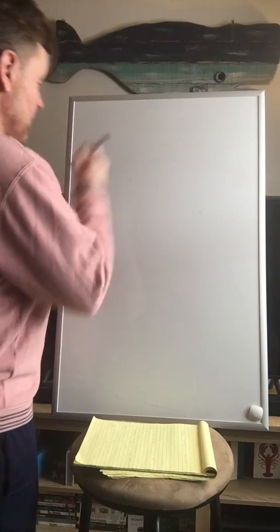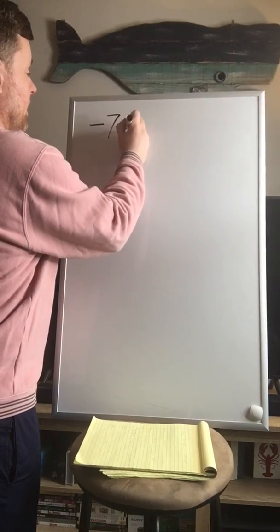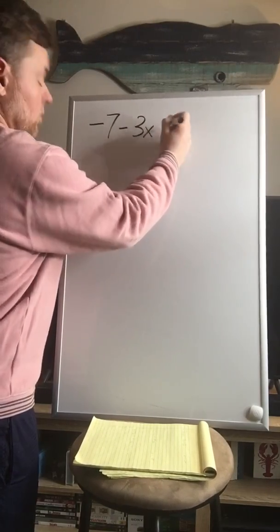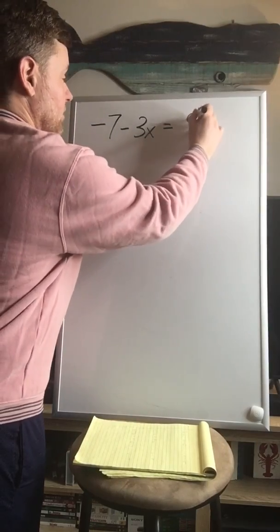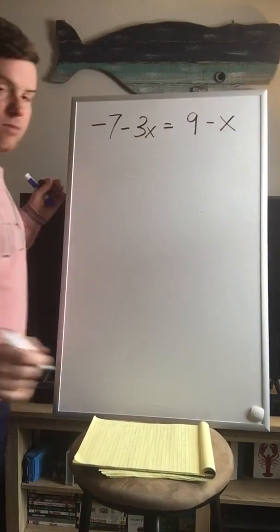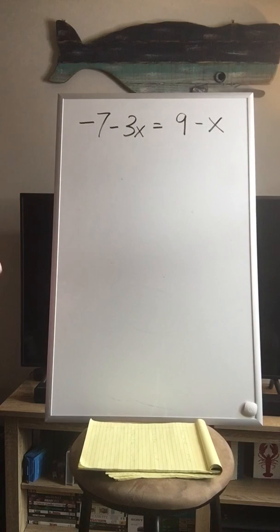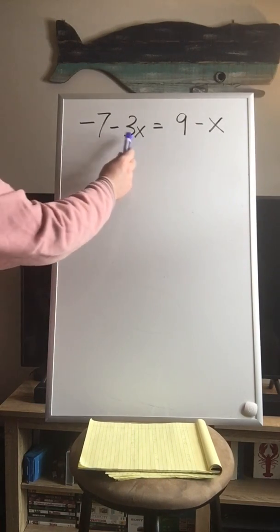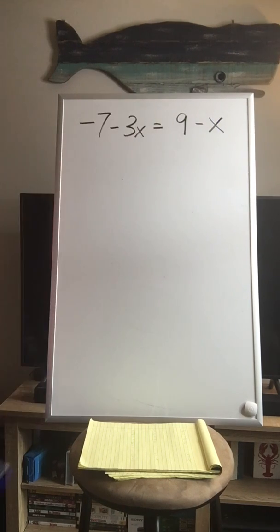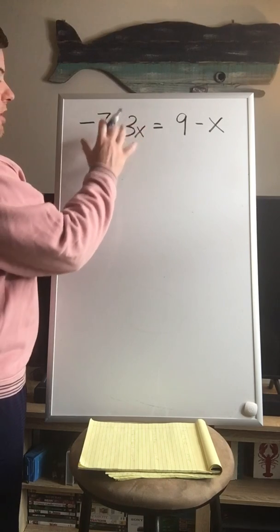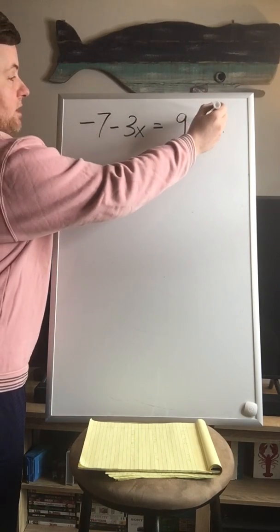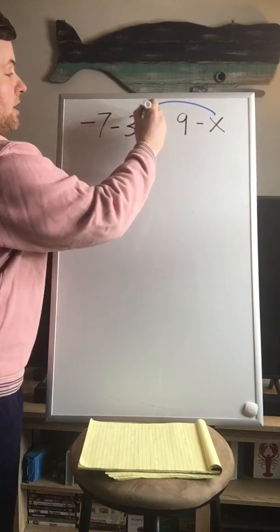Okay, so negative 7 minus 3x equals 9 minus x. Okay, we'll call that. All right, so same thing as we had before. Now we have a variable over here, a variable over there. We've got to get them all on the same side. Okay? So I already mentioned, I kind of like to gather my variables on the left side. So I'm going to take this minus x and I'm going to move it over here.